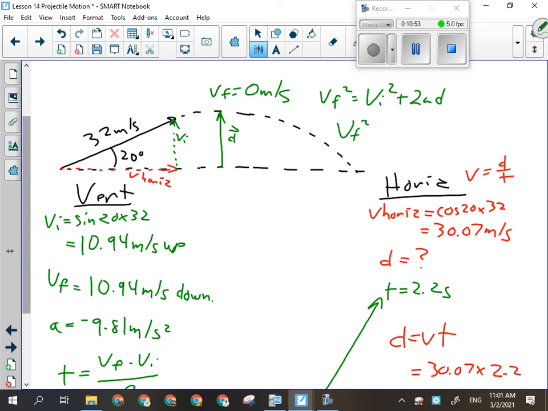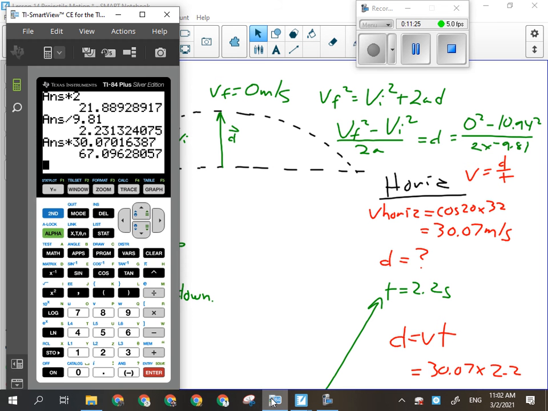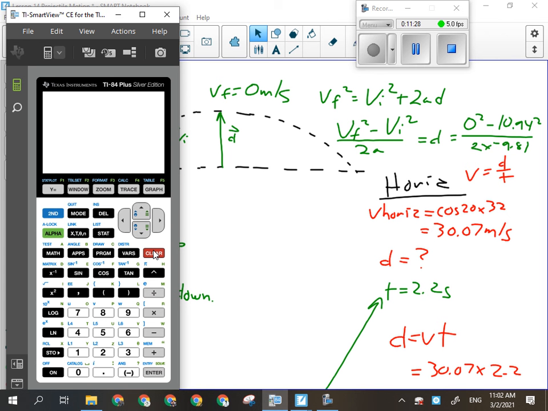So that'll be VF squared minus VI squared divided by 2A equals D. For this one, that'll be 0 squared minus 10.94 squared over 2 times negative 9.81. It's important to have the negative in there, otherwise your answer will tell you that this thing went into the ground and burrowed a deep hole. You get the right magnitude, but not the right direction. All right, so now that I've got that, I can punch that into my calculator. And it's important to keep the 0 in there.